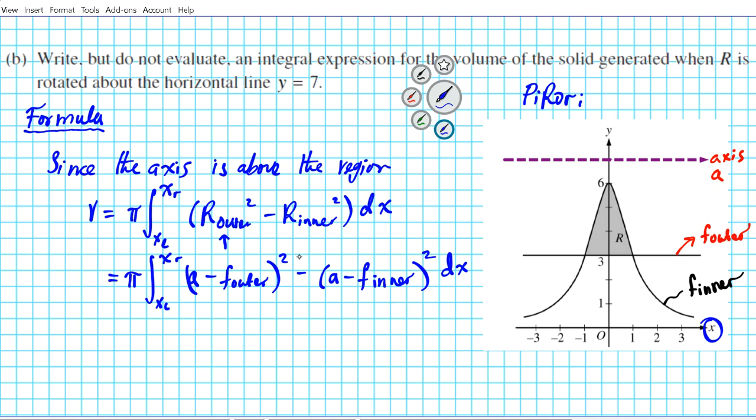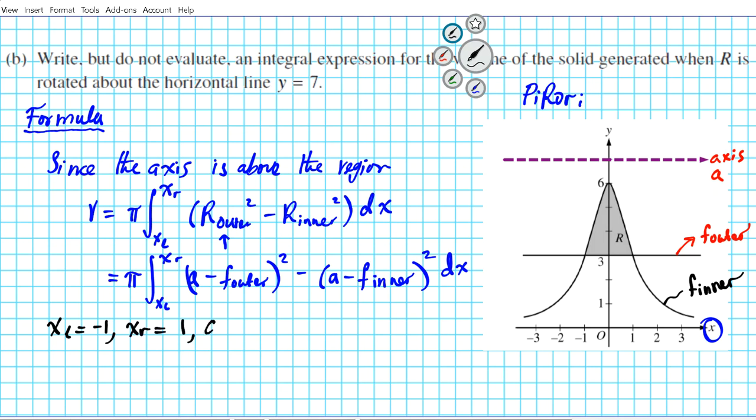Let's go ahead and set up. All we're doing here is setting up the integral. In this problem, we are not evaluating, we're just setting it up. So x left is the left side of the region. We already solved that before. It's -1. X right is +1. Your axis of rotation, A, is 7. Your outer function, the one that's further away from the curve, is this horizontal function, y equals 7. And then your inner function is your rational function, which is 6/(1 plus x squared). So we just put everything into the formula and we're good to go.